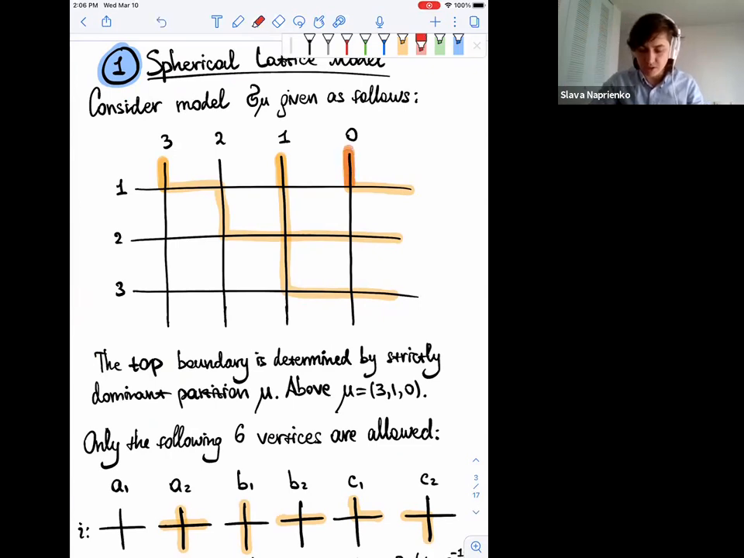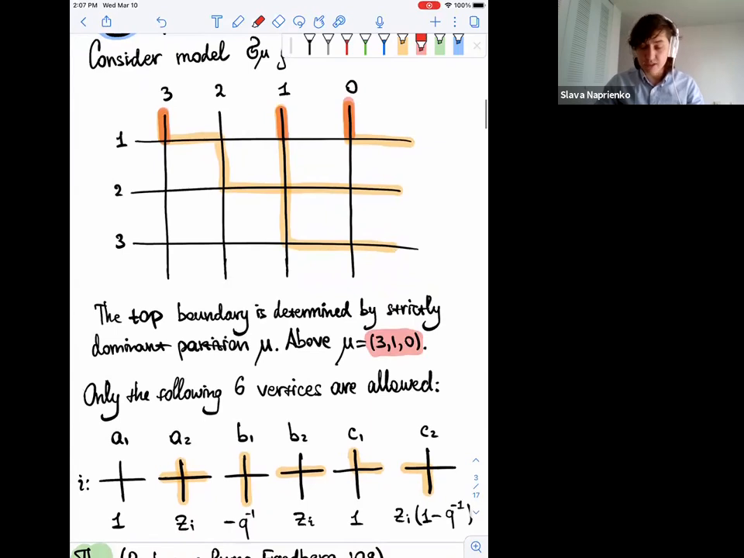Here I have that my flow starts at 0, at 1, and at 3. And here I have my partition, my strictly dominant partition. So this is my model. And in my model, I allow only 6 flow vertices. This model is called the 6-vertex model.